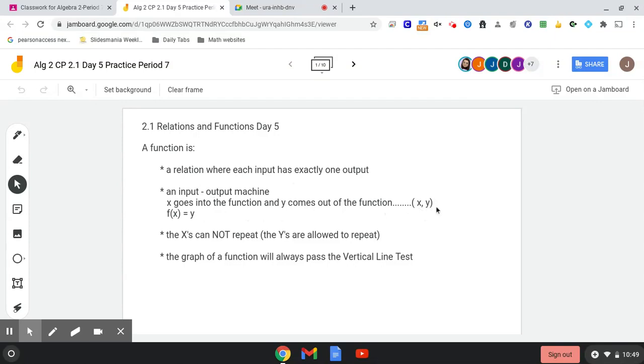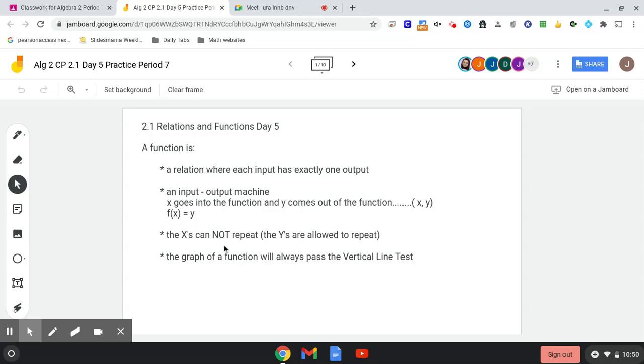X comma y. I want you guys to always, for the rest of your math life, when you see an ordered pair, see it as a story. See it as this number went into an equation and this number came out of the equation, okay? All right, then we have function notation. F of x equals y. That means that x got plugged into function f and it spit out y as the output.